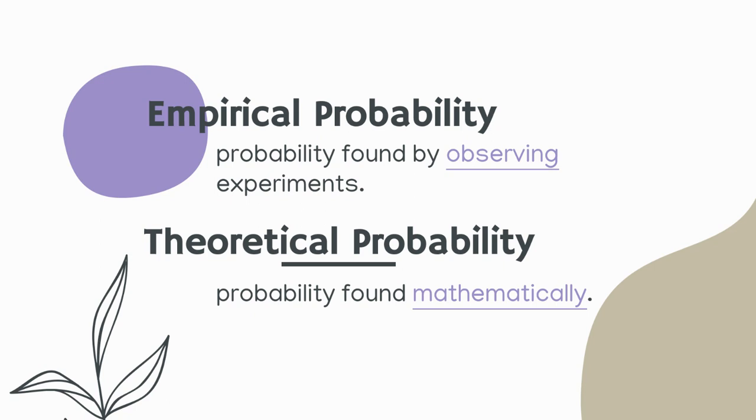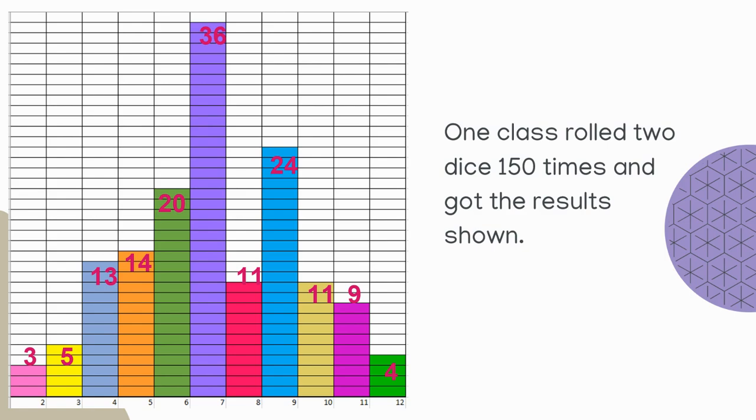So we can find the probability of anything using math. That's its theoretical probability. The empirical probability is how often does it actually happen when we roll the dice 5 times or flip a coin 20 times or whatever. Okay. So they're two very similar things, but not the same. So here we have a class that rolled 2 dice 150 times and they got these results.